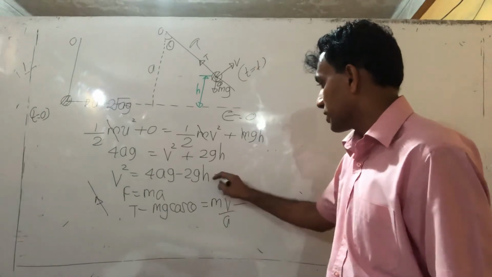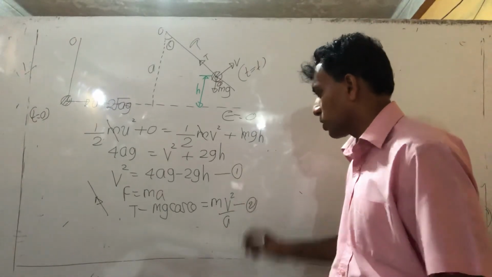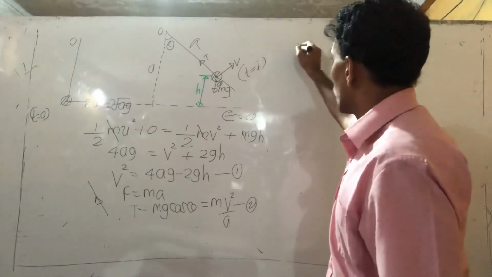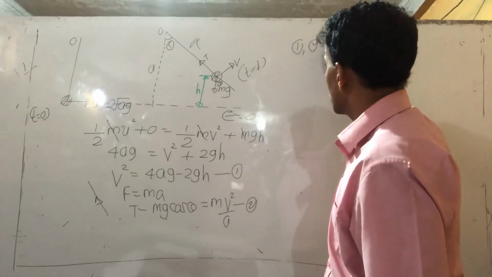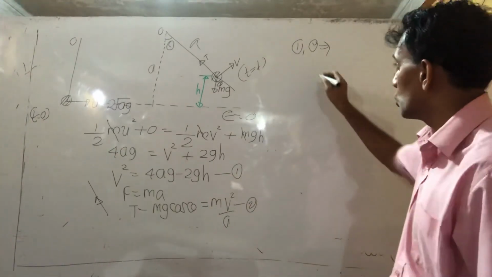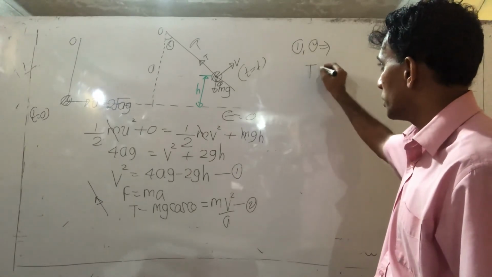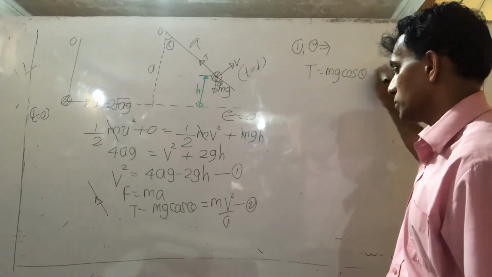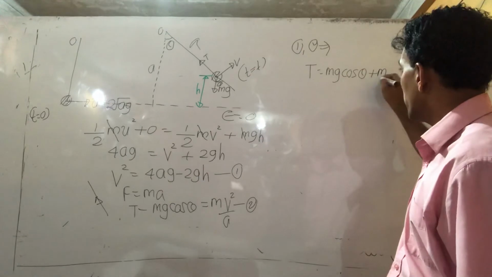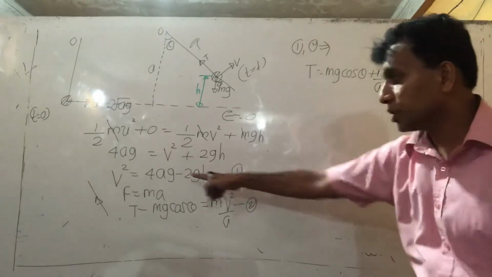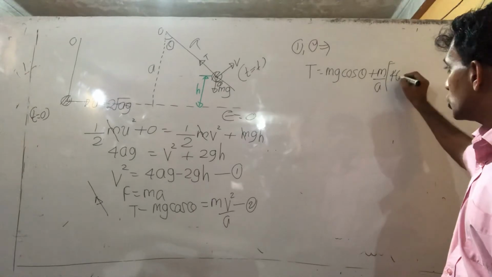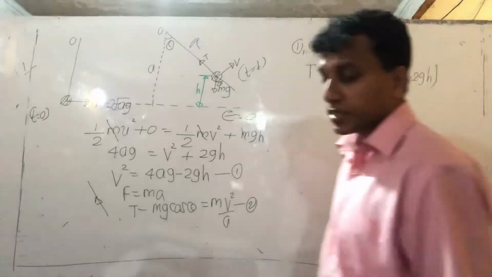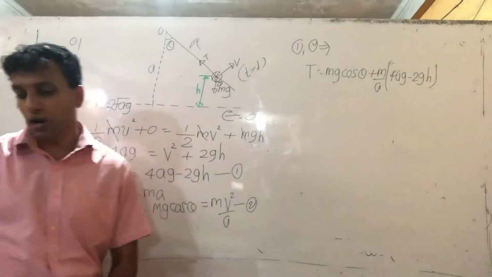So I say this is the first equation, here the second. The problem is to find the T value first, connect both. So 1 and 2 give you T equals mg cos theta plus m over a times v squared, which is 4ag minus 2gh, okay? That is the T answer in terms of that height.